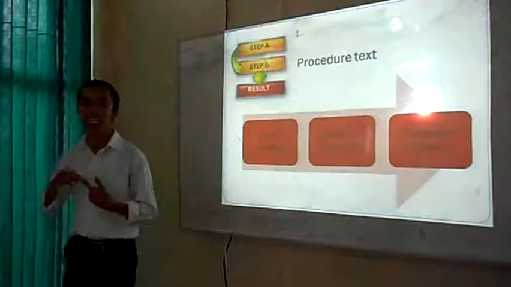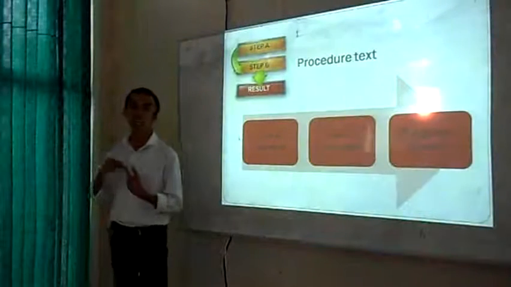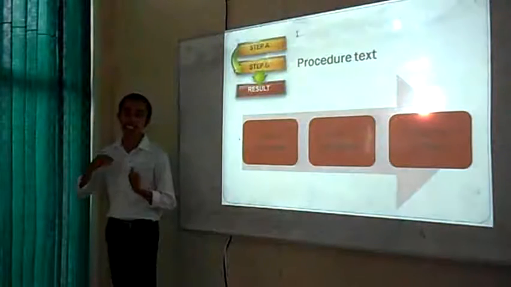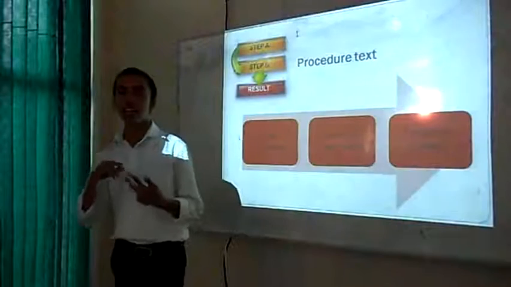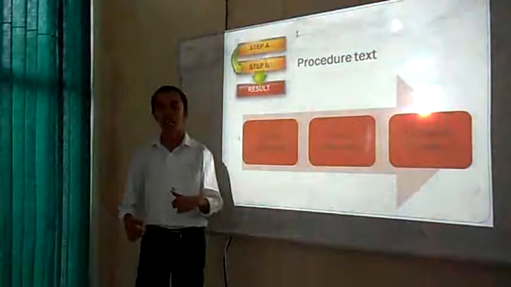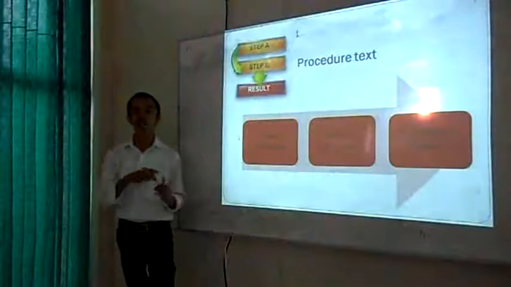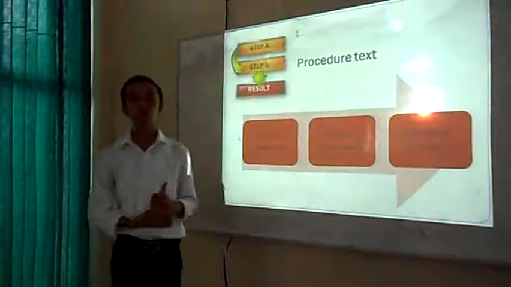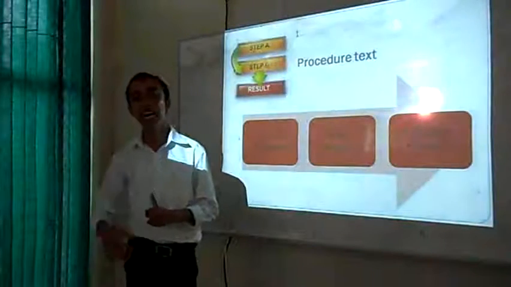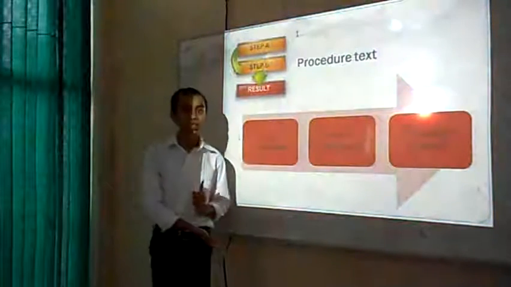And the second one is the material. Material is something that we need. For example, if you want to make a cup of tea, so what is the material that we need? For example, tea, saucer, cup, teapot, and etc. And the last one is step. Step is the way or the process how to make or how to do something. For example, if you want to make a cup of tea, what will you do from the first until the end of the process?